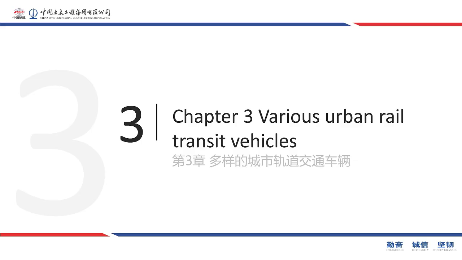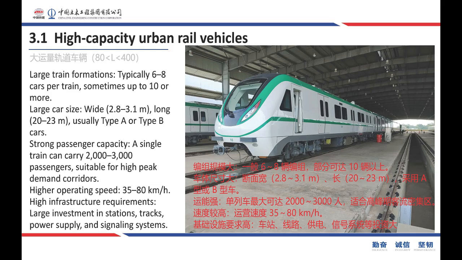Chapter 3: Various urban rail transit vehicles. High-capacity urban systems. Let us now discuss urban rail systems. First, high-capacity vehicles. These trains often have 6 to 8 cars, sometimes more than 10. They are large, wide, and long, and can carry up to 3,000 passengers, making them suitable for busy city corridors.